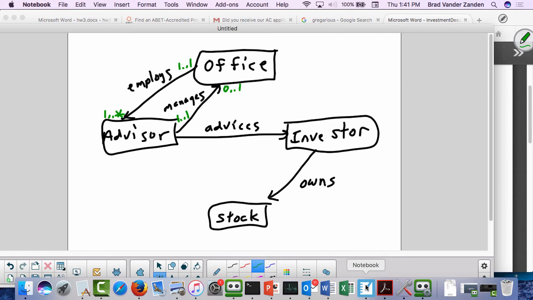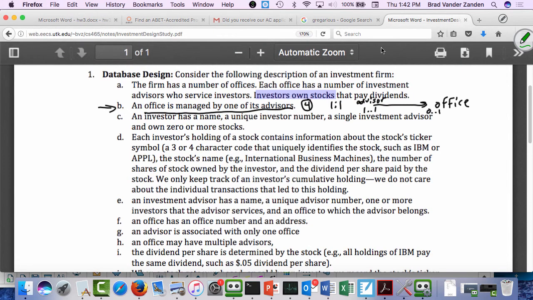We're not so sure about what happens with advisors and investors. And we're also not so sure about the multiplicity of the investor and the stock. We hope to get some clarification. If the requirements document didn't have that clarification, you could ask someone at the company, or in a homework assignment, you could ask me. So if you're not certain.